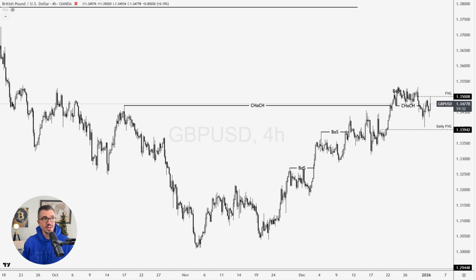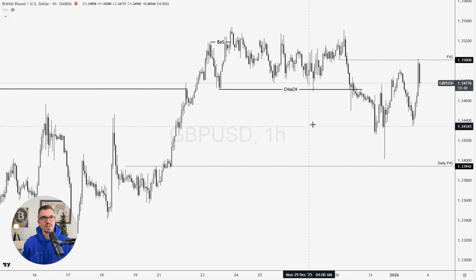Simply because structurally speaking, there is nothing to confirm that. Okay, now what I did mention last week was that this low right back here was the one to watch. So this low was the one to watch. And what I said there was that acceptance below here could give us a retest of that daily fair value gap, which you can see we came very close to.